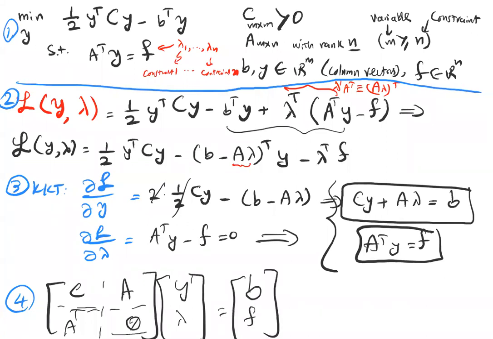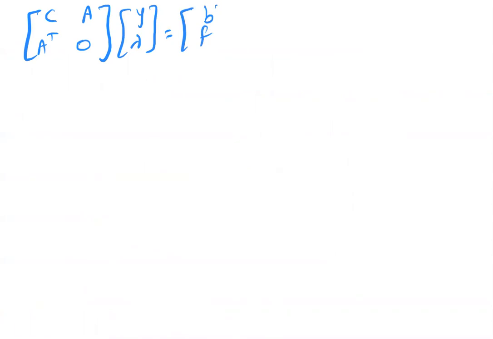So the matrix for this system is symmetric. So what we are going to do, we try to remove y from the first set of equations. So let me rewrite this in the next page. We have C, A transpose, 0, y, lambda, b, f. All right. So we start with the first row.